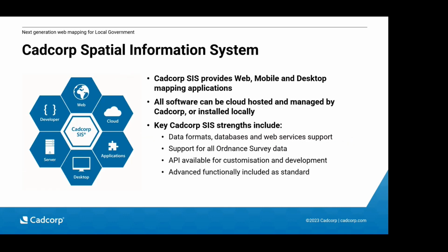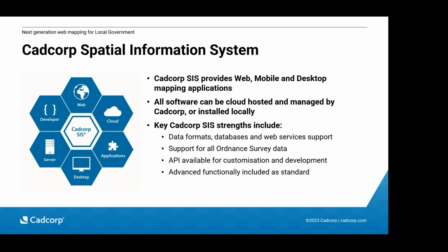A bit about our software, Cadcorp SIS or Spatial Information System. It's our suite of GIS products covering web, mobile and desktop applications. All products can be deployed in the cloud or installed locally. And the key strengths and reasons why organisations choose Cadcorp: firstly, and most importantly, is the data format support that our software provides. So over 300 different formats, databases, web services, which is crucial for system interoperability within your organizations.